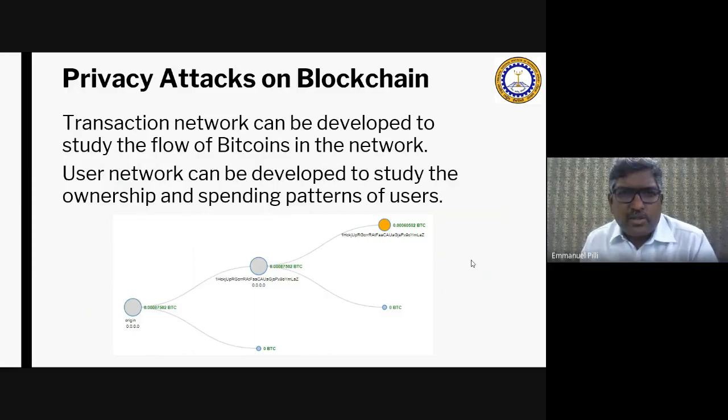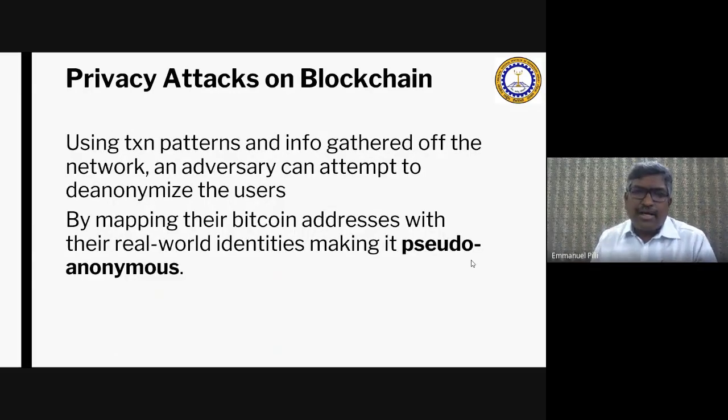And similarly, for the privacy attacks on blockchain, the transaction network can be developed to study the flow of Bitcoins in the network. So where the Bitcoins are coming from, where the Bitcoins are going can be easily found out. The user network can be developed to study the ownership and spending patterns of users as well. So you know how much some people are spending, how much some people are earning, and all these things. So there are a lot of privacy attacks, and you can have these using the transaction patterns and the information gathered off the network. An adversary can attempt to de-anonymize the users by mapping their Bitcoin addresses with real-world identities, making it pseudo-anonymous.